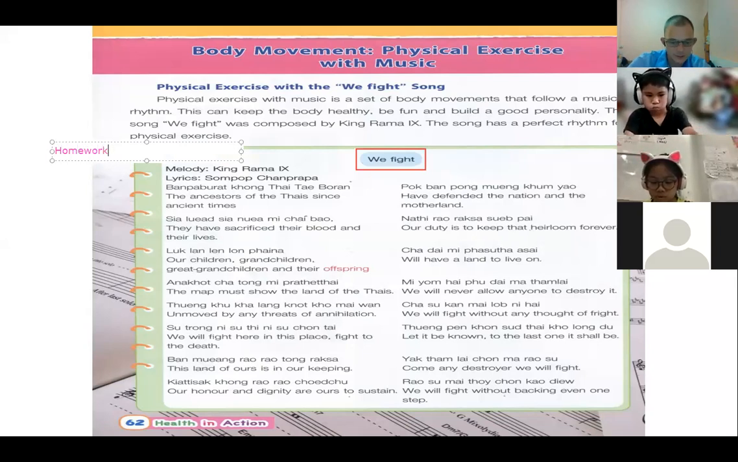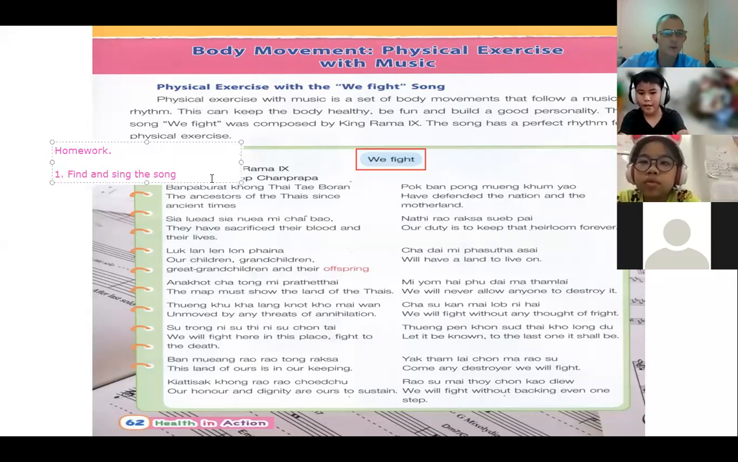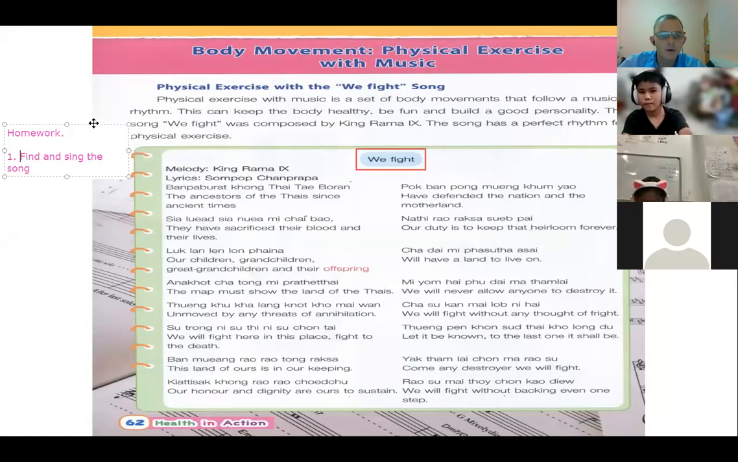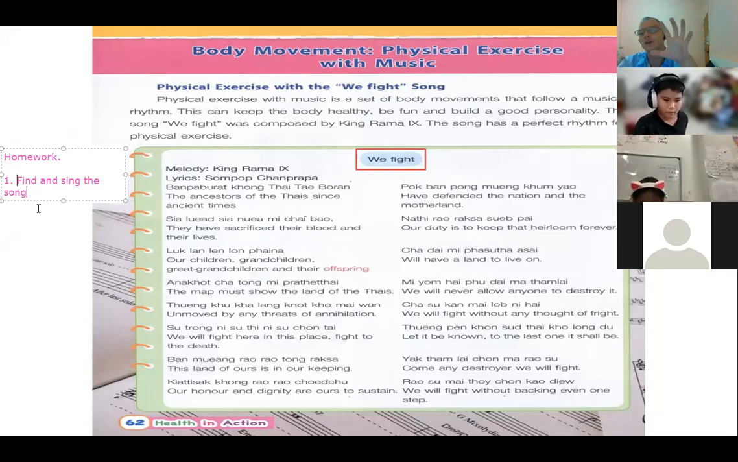Homework. Find and sing the song. We will do this also next week. We will sing it next week. Why do we have to sing it? Because we're going to see how to do exercise with the song. But first, I want everyone to find it and listen to it. And then we can look. You don't have to be able to sing to try. We all can try. Even teacher, usually when I sing, the students cry because I can't sing well, but I still try.